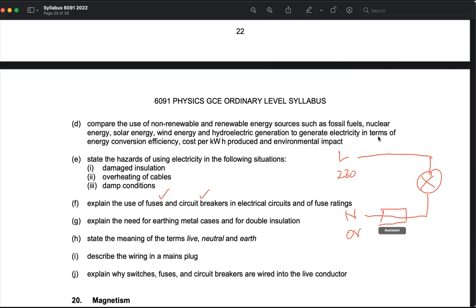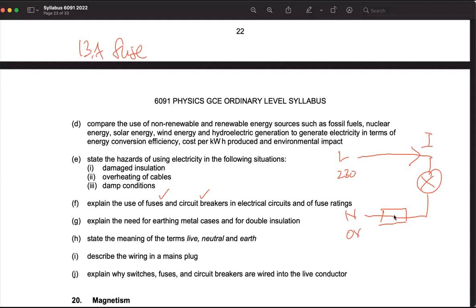Okay, what does a fuse or circuit breaker do? A fuse or circuit breaker acts when the current is above a certain value. For example, if I have a 13 ampere fuse, it means that if the current goes above 13 ampere, this whole thing will break, and then the whole circuit will be open. Is that clear? Same thing as a switch.